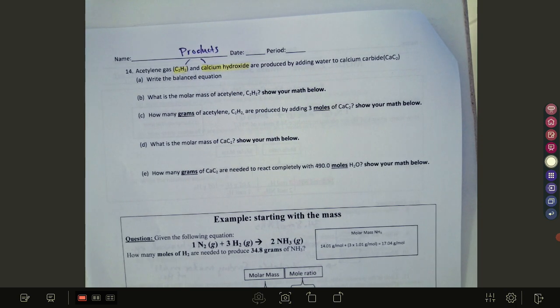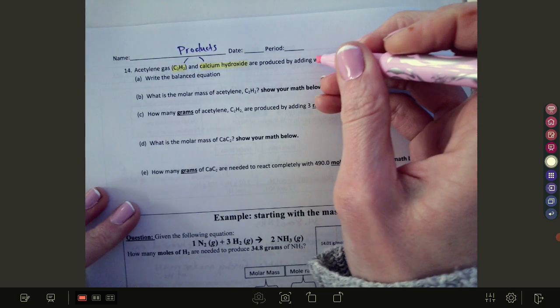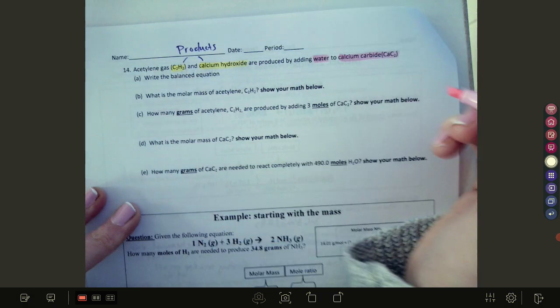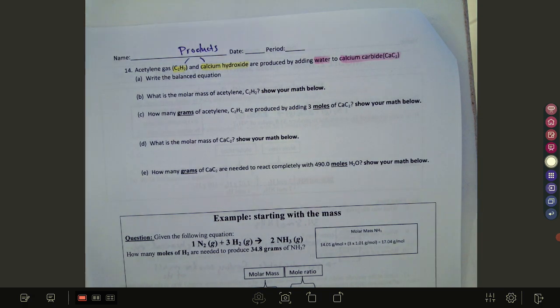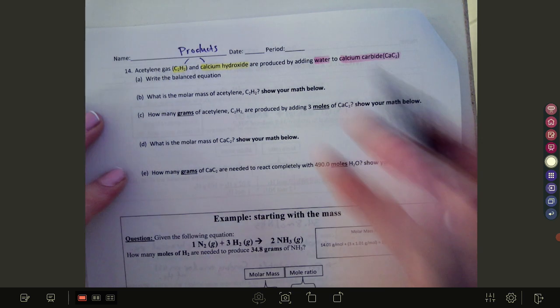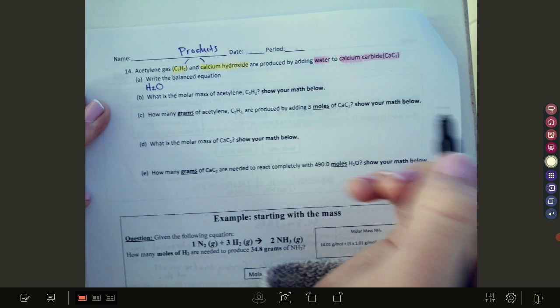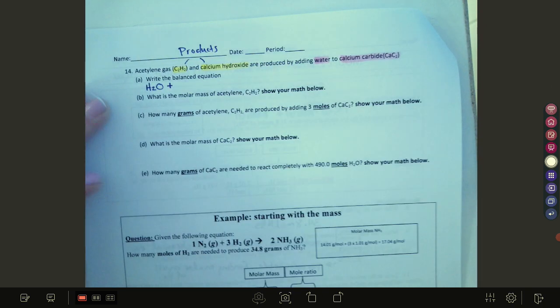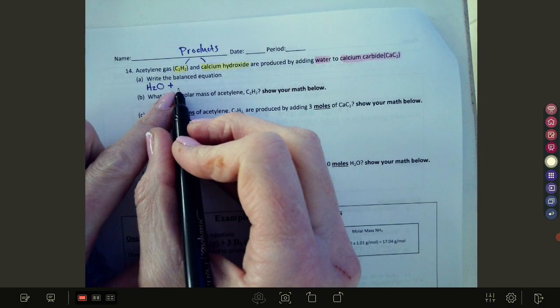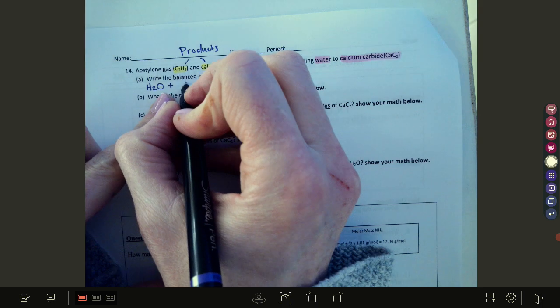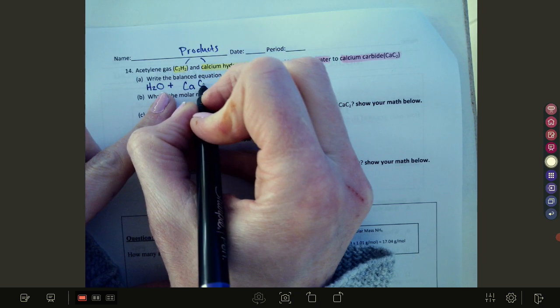Alright, and then they are made by adding water to calcium carbide. So water, we know, is H2O, and calcium carbide, they were nice to you and gave you that formula because carbon is kind of funny in that one. So we're just going to write water, which is H2O. Make sure when you're writing your chemical equations that you leave space for that coefficient. Okay, so I'm going to leave a space. I don't know if I need one yet, but in case I do. And then calcium carbide, so CaC2.